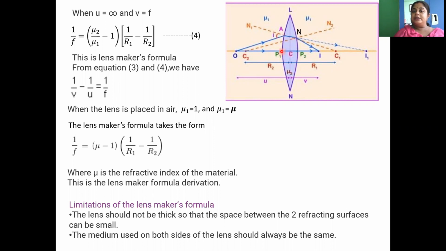And the second one is the refracting medium of both sides should be the same. That means if this side में अगर AIR है तो उस side में भी AIR ही रहना चाहिए. Refracting medium of both sides should be the same. Okay, student, is there any problem?